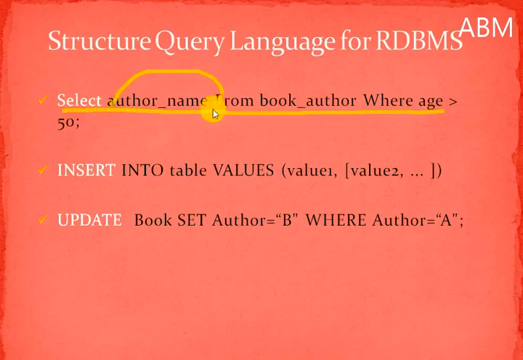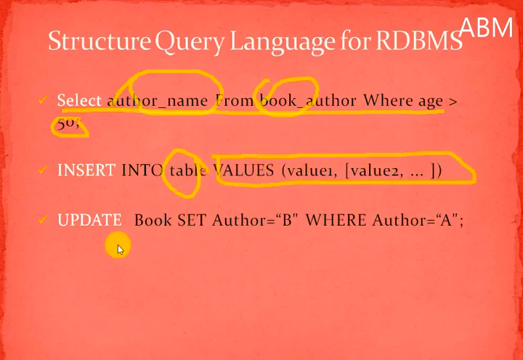Select author name from book author where age is greater than 50. We have to select the author name from the table book author, those authors whose age is greater than 50. And we insert into table. Here we write the table where we are going to insert the data, and what values we are going to insert will be written here. And if we are going to update the table book, where the attribute author is B, we change the author to A.